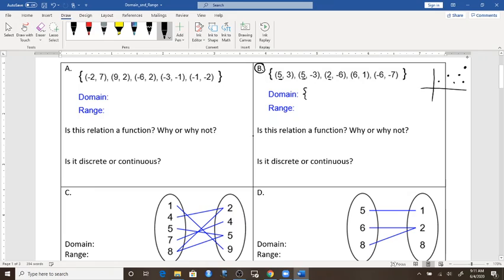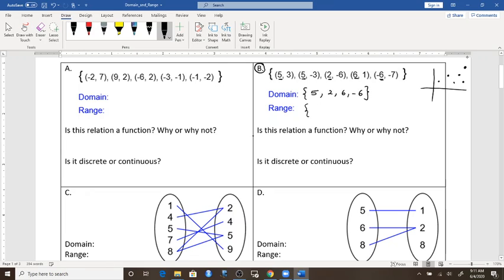For the domain you just look at the input. The input is the first number in parentheses. So we have a 5 twice, but you write it only once, 5, and then we have a 2, and then a 6, and then a negative 6. It doesn't really matter the order you write this. Sometimes we start from the smallest number, but it's not necessary.